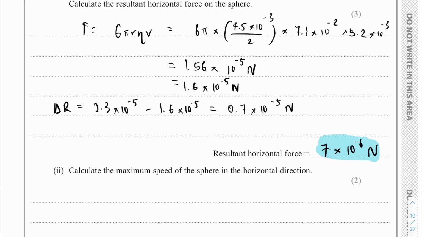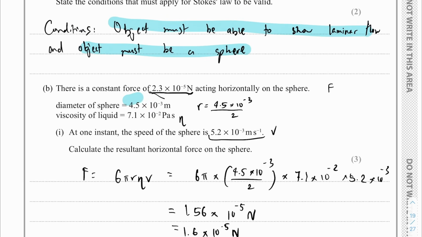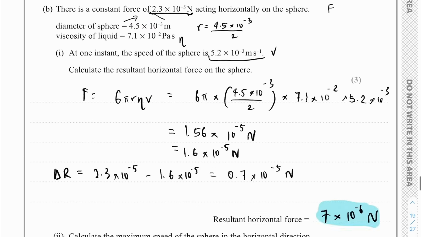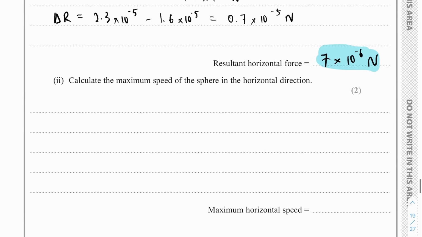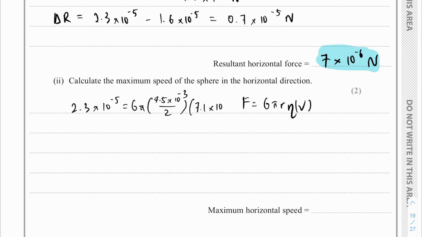Calculate the maximum speed of the sphere in the horizontal direction. We know the maximum speed must have the maximum force, and the constant force is this much. This is when you have no force acting. Okay, so we can say that 2.3 times 10 to the power of negative 5 equals our 6 pi r v, and we're trying to find v, right? So we can say 6 pi multiplied by r, which is 4.5 times 10 to the power of negative 3 divided by 2. And now this viscosity coefficient 7.1 times 10 to the power of minus 2 times v.